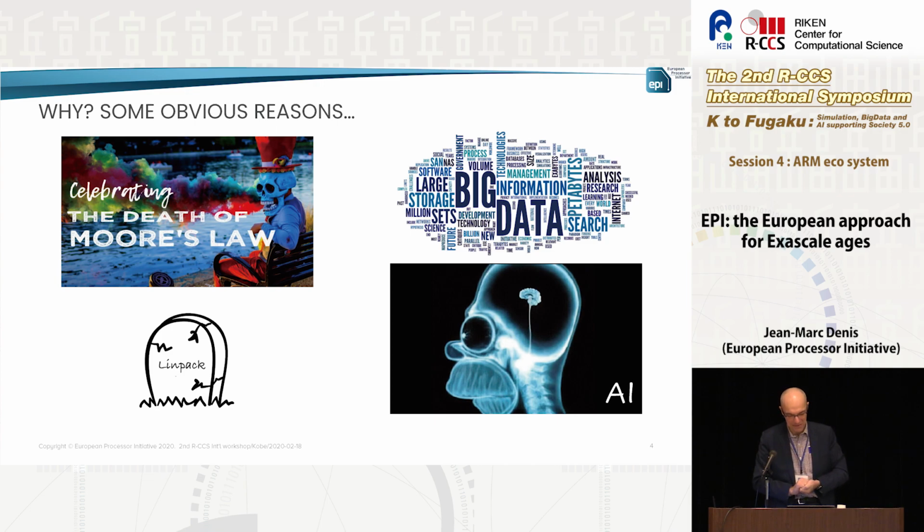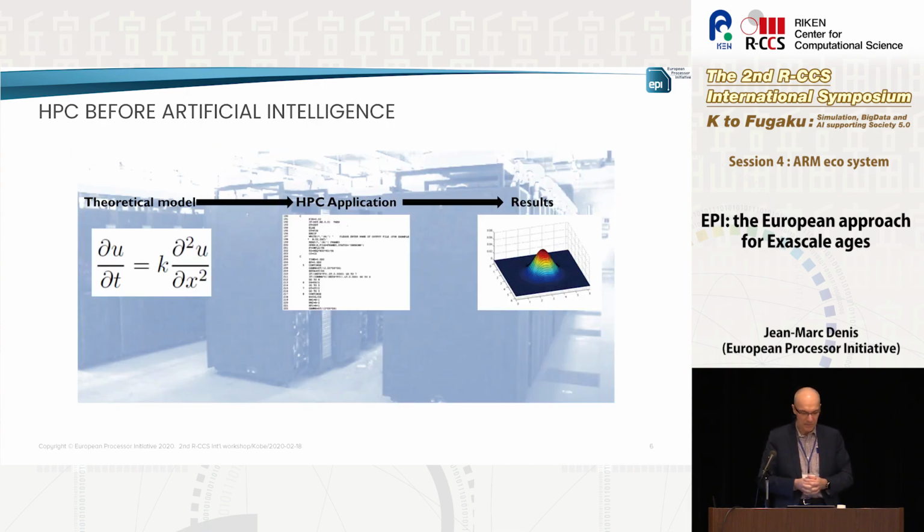I will not go into the details about it. But when we look at the consequence on the systems, before we had the so-called artificial intelligence in the supercomputers, life was easy. We had the theoretical models, and from the theoretical models we developed applications, and we obtained results. It was cool. We had big systems, monolithic systems.